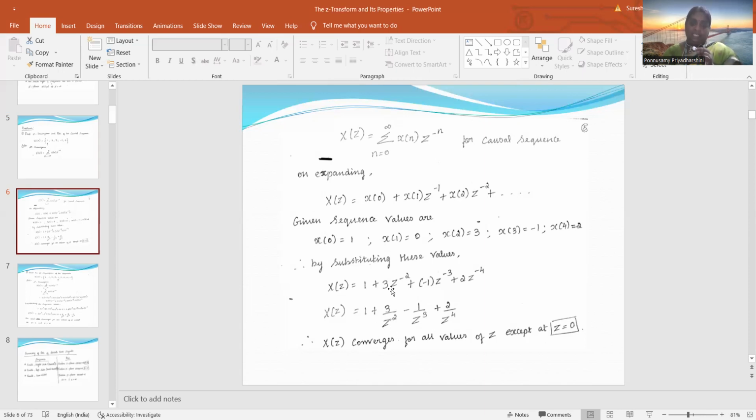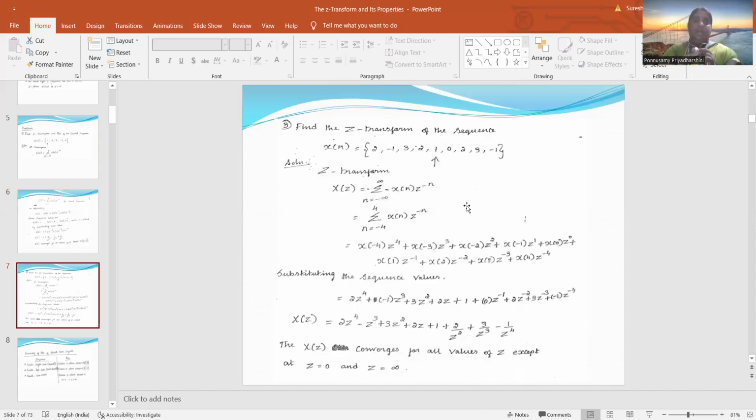After writing this, since it has z to the power of minus 2, we can take that in the denominator. By substituting z is equal to 0, it will go to infinity. So except z is equal to 0, for all the values it is going to converge.